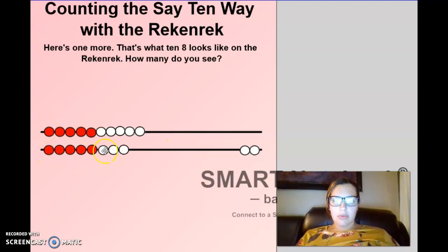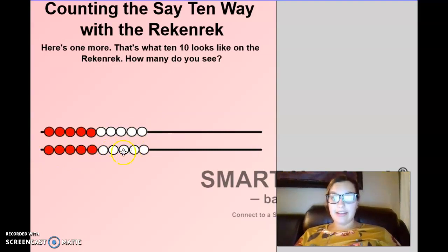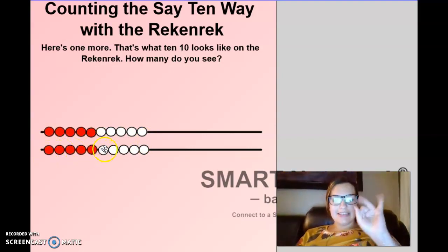10, then we have 5, 6, 7, 8. Ooh, you're getting good at subitizing. 10, 5, 6, 7, 8, 9. 10 what? 9. Ooh, these look equal. So what do you think it is? 10 and then 5, 6, 7, 8, 9, 10. 10, 10. Great job.